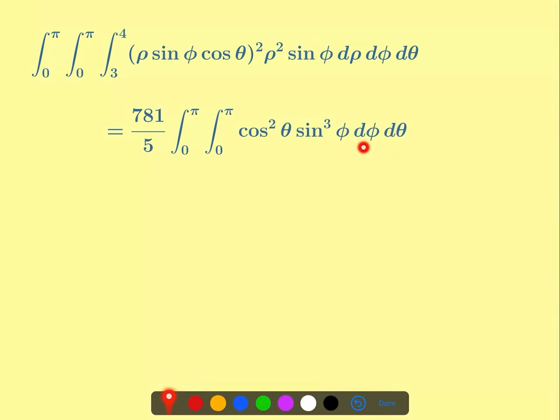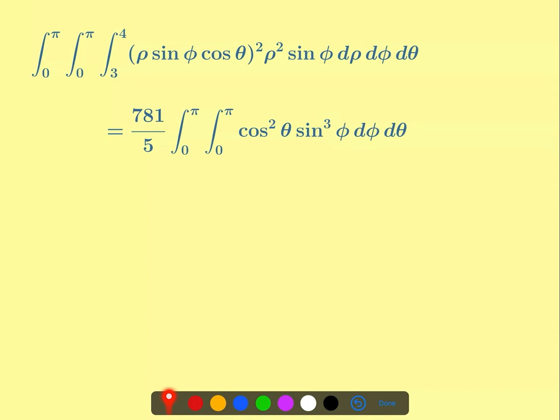We want to integrate with respect to phi. Cosine squared theta is a constant. So theta is not the same thing as this. This is a constant. Cosine squared theta is going to be a constant when I integrate with respect to phi. So all I'm really integrating is the sine cubed phi here. But how do you integrate sine cubed?